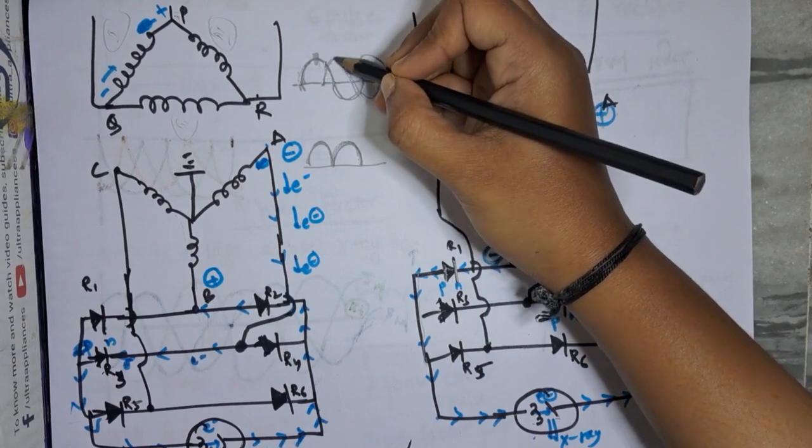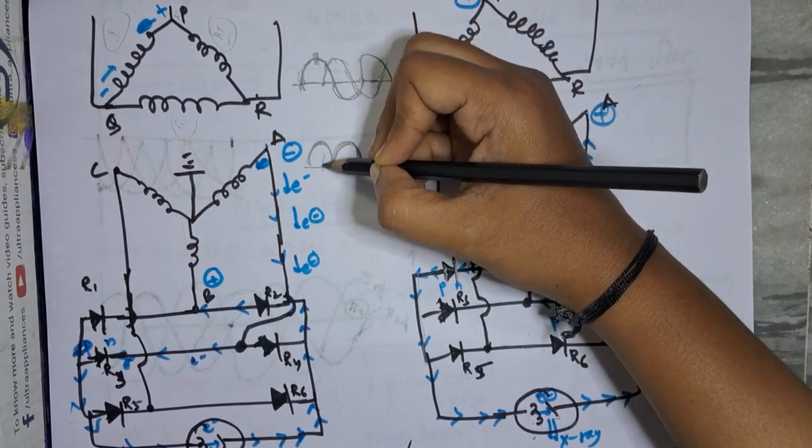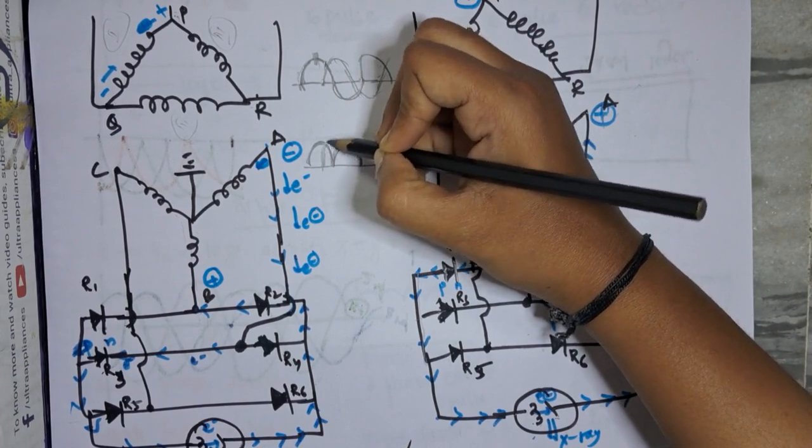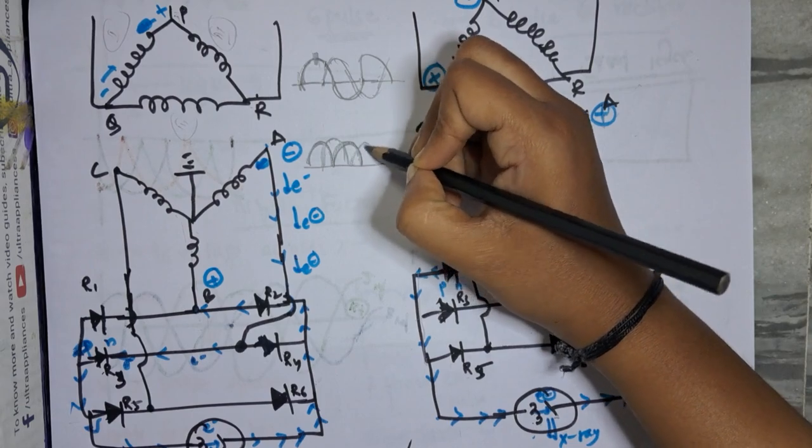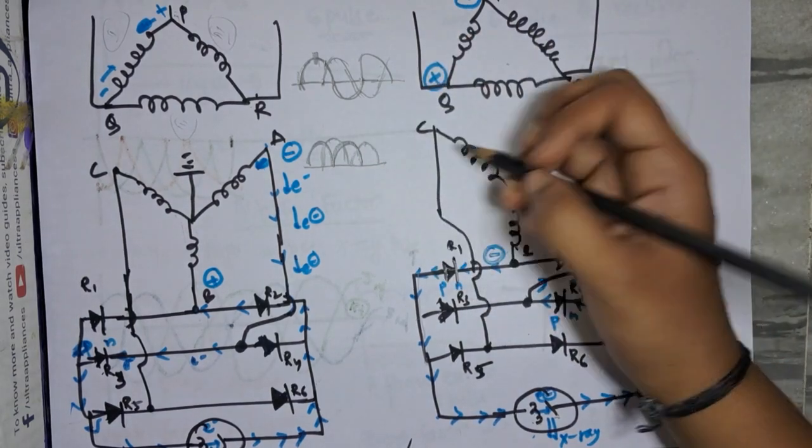Right. Because this is 120 degrees out of phase, the production will be like this. Okay, fine.